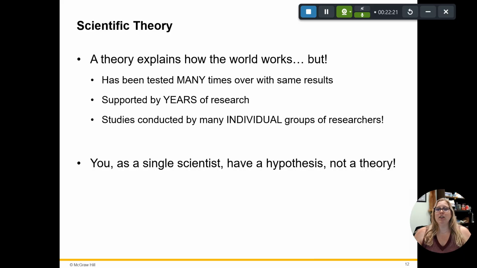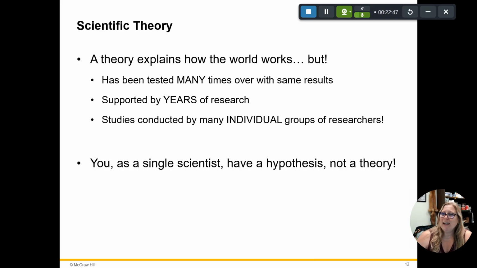I had mentioned that there are 3 main theories in biology: the cell theory, the theory of inheritance, and the theory of evolution. You as an individual have a hypothesis, okay? Hypotheses that have been tested many times over with the same results, with years of research by lots of individual groups of researchers, will eventually become a theory. And theories still aren't proven.